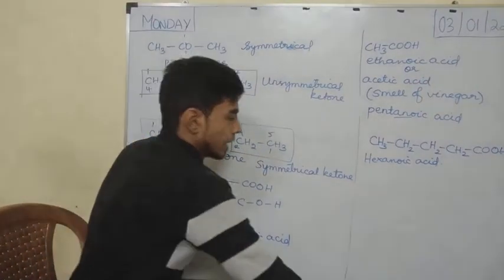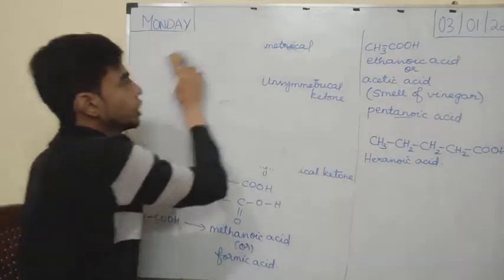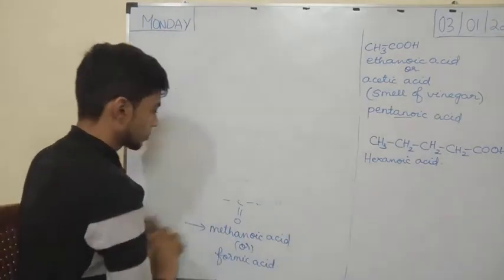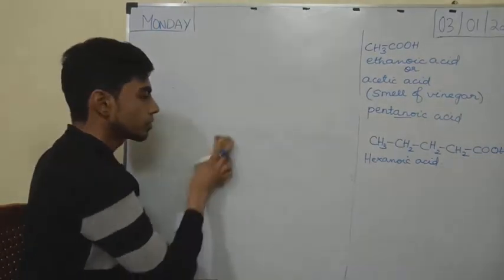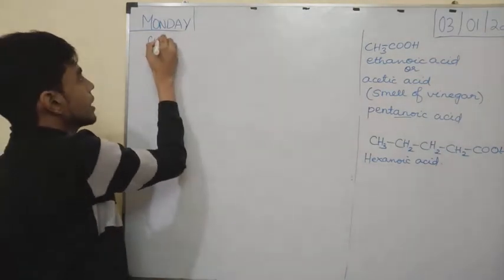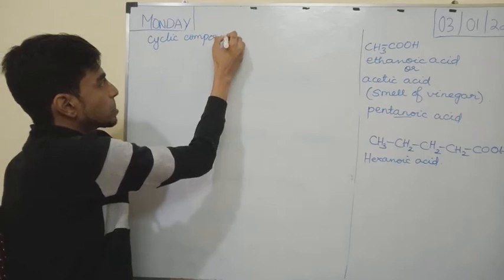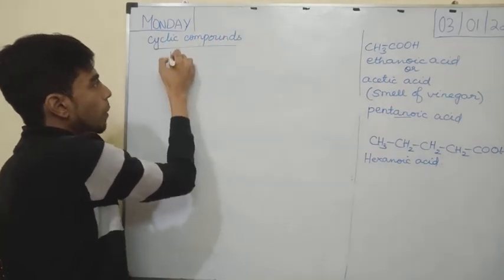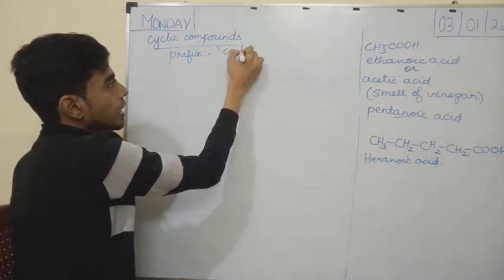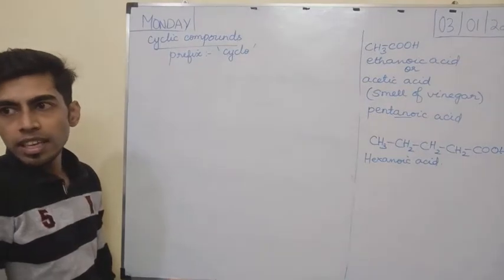Okay. So the next one is we are going to study the naming of the cyclic compounds. For cyclic compounds, I told you, you should use the prefix cyclo. You should use the prefix cyclo for the cyclic compounds.